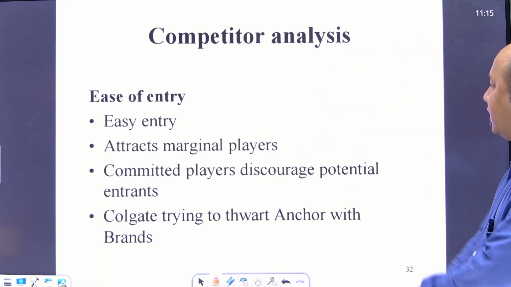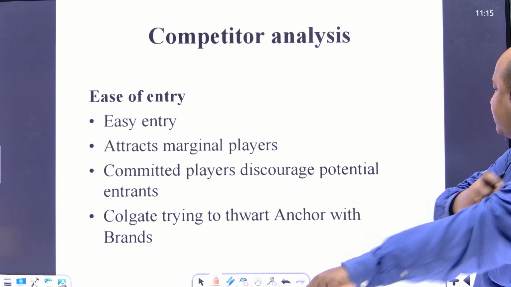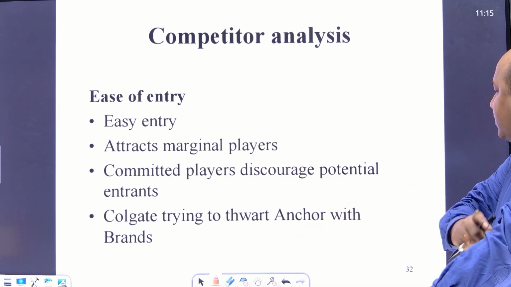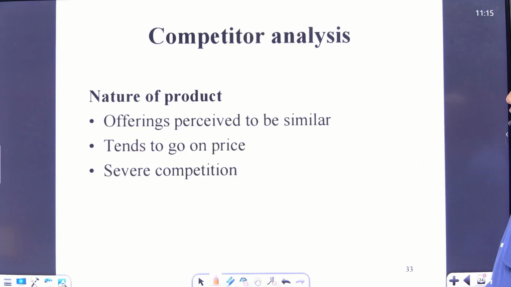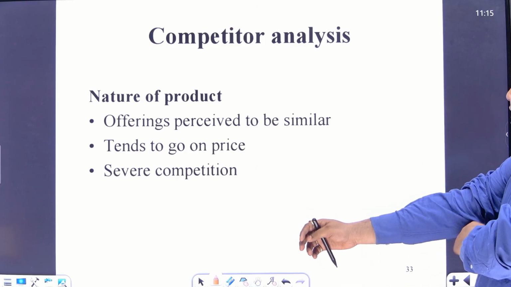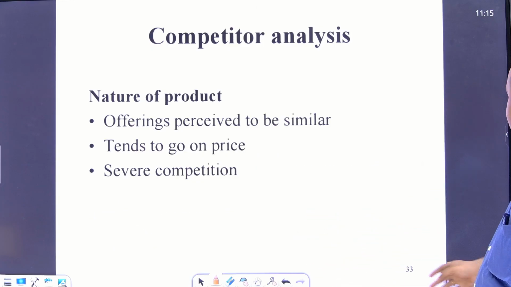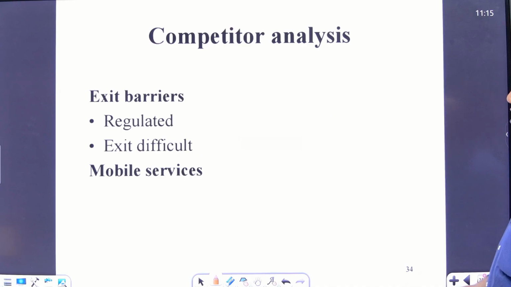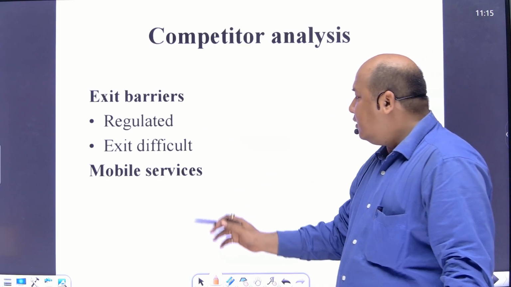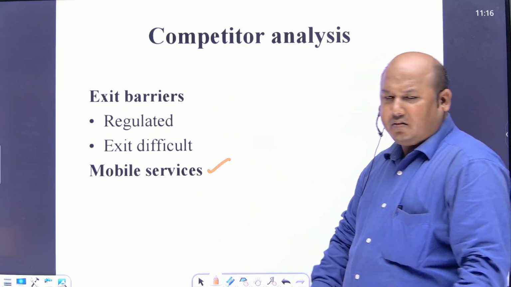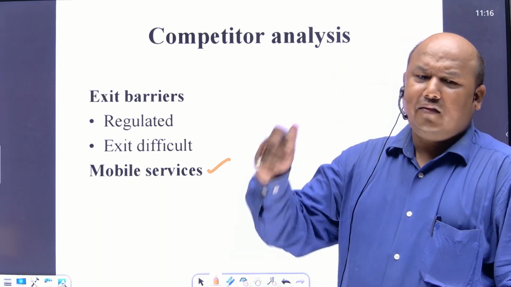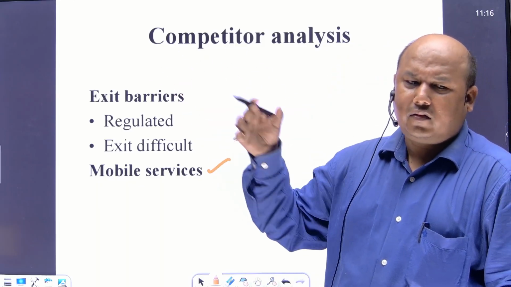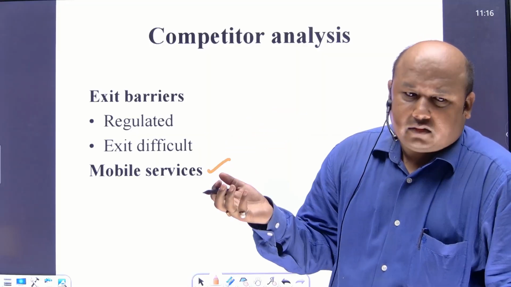Ease of entry attracts marginal players; commitment to the industry discourages potential entrants. Colgate is trying to throw out anchor with brands. Where the offering is perceived to be similar, competition tends to go on price, and competition is severe. Exit barriers: exit is difficult. In mobile services, you can understand that when there is a mobile service, fixed costs, towers, everything is involved. Now you cannot exit easily.